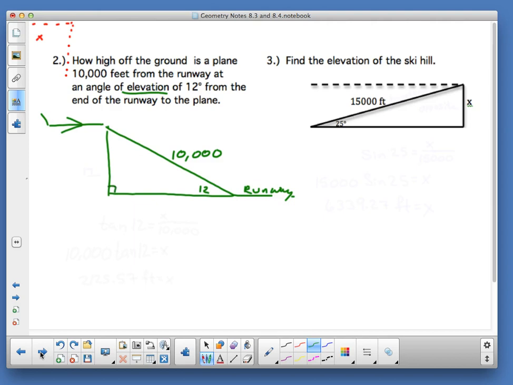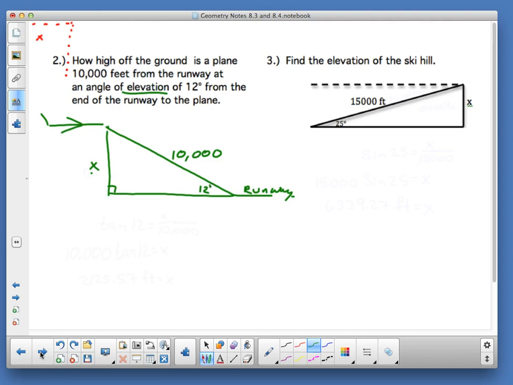So now I'm looking at this and they want to find out how high the plane is. This is in feet, so we're all good. Once we get a little picture, we look at it a couple times and fill in our information. How high off the ground is the plane, so that's x. 10,000 feet is the distance from the plane to the runway, at an angle of elevation of 12 degrees. Are you okay with this? It's 10,000 feet away, less than 2 miles. But how high is the plane?